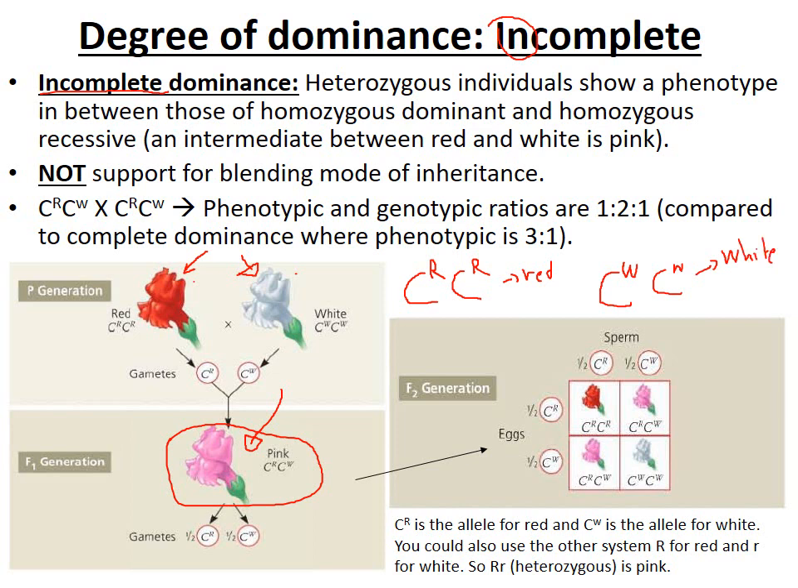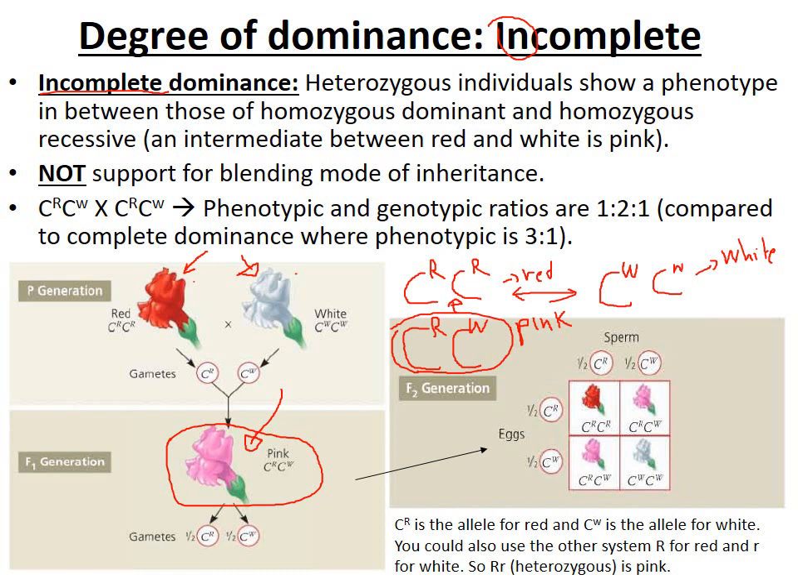Now in incomplete dominance, the way I know I have that is once I cross these two individuals, CR CR and CW CW, I get babies that are CR CW. These heterozygous individuals no longer have the same phenotype as the homozygous with the red. Instead, they have somewhere in between the red and the white. We have an intermediate, we call it. This would be pink. And that's how I know I have incomplete dominance.